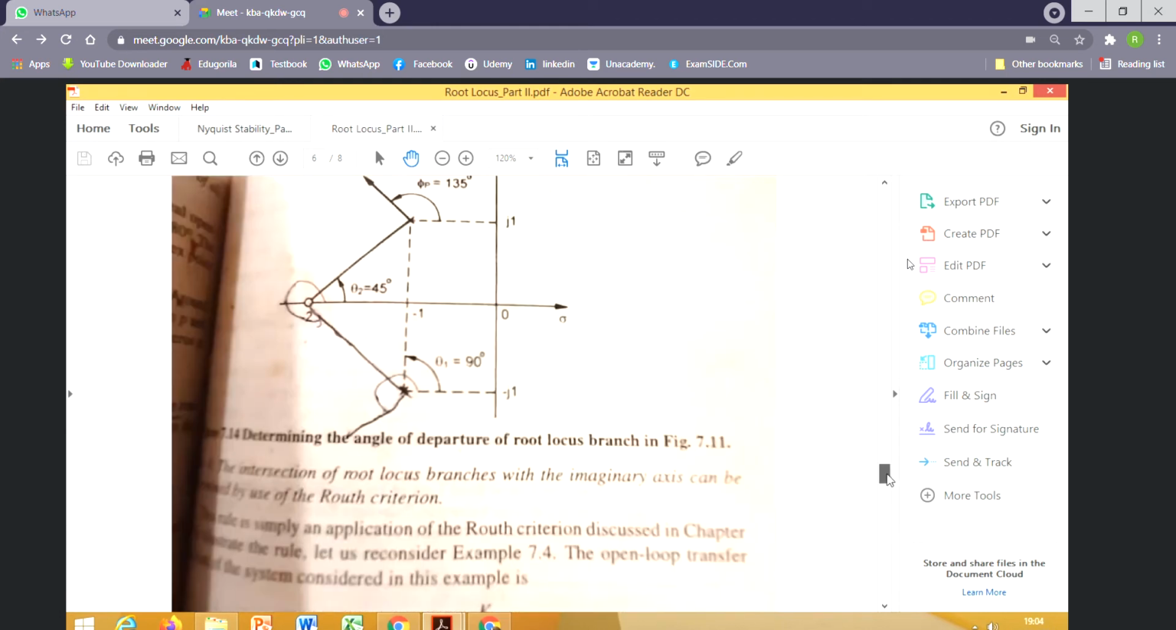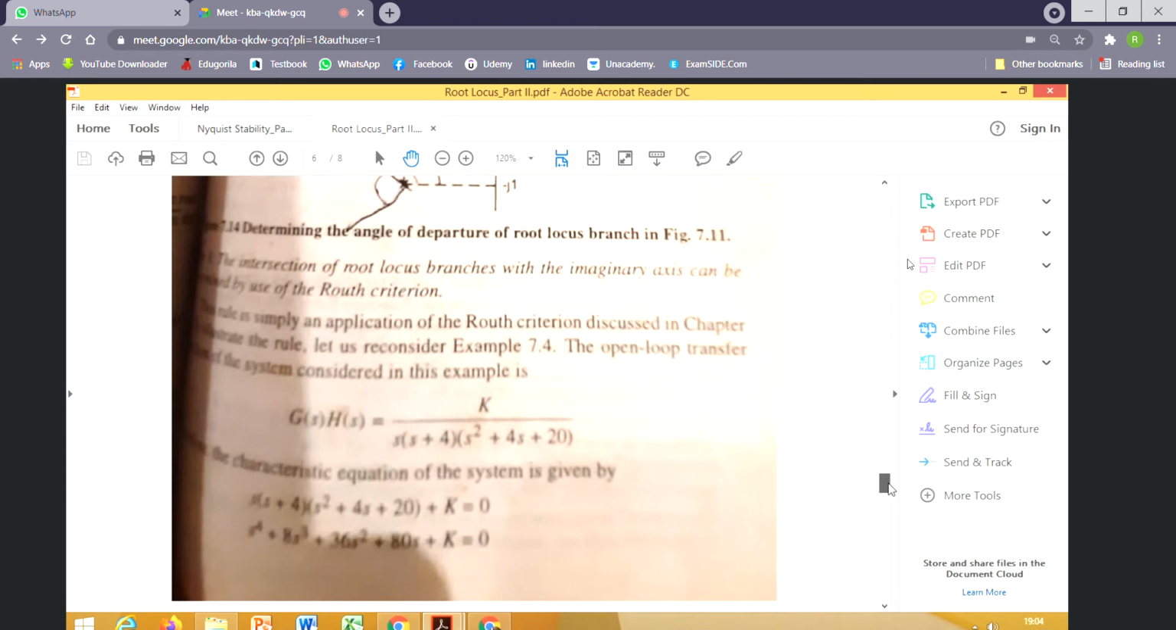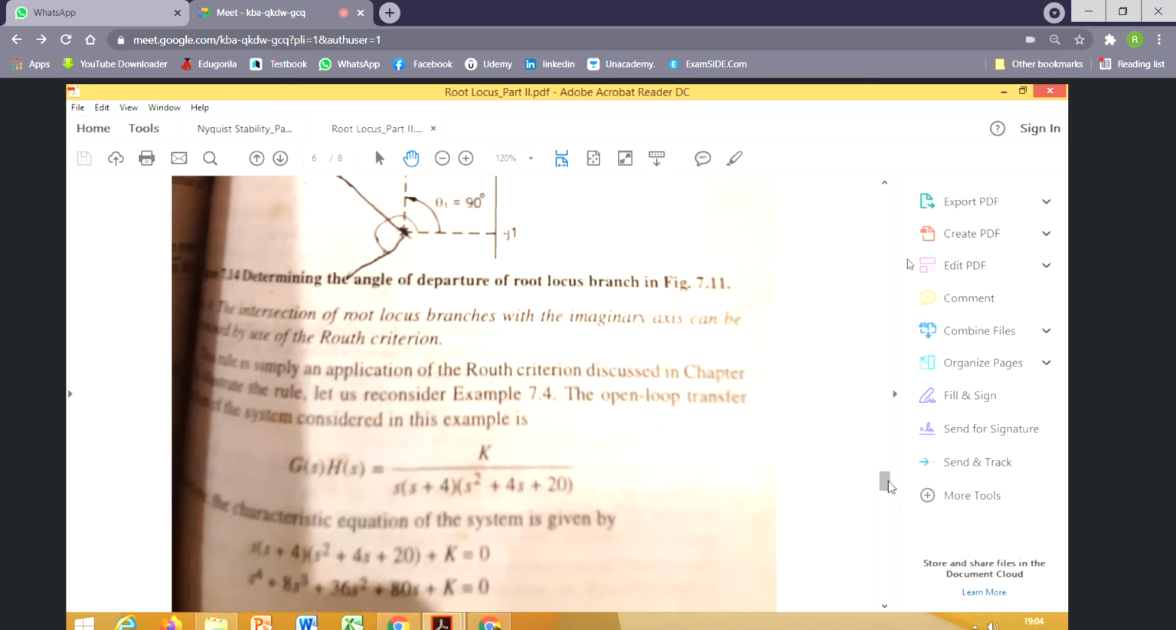Okay. So the last rule, that is very simple. The intersection of the root locus branches with the imaginary axis, whether the root locus intersects the imaginary axis or not, that is very important, because on that particular fact the stability of the system will depend, right? So we will have to find out whether the root branches intersect the imaginary axis or not. So that can be found simply by applying Routh's criterion.